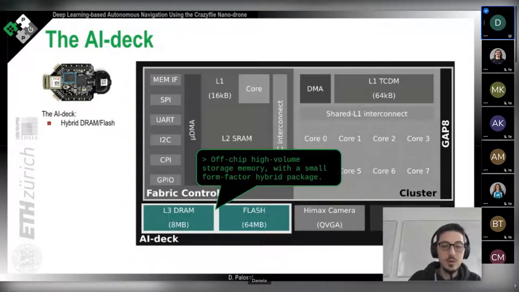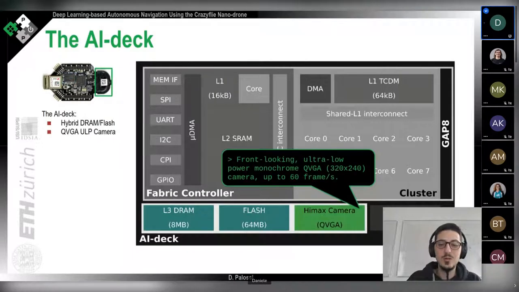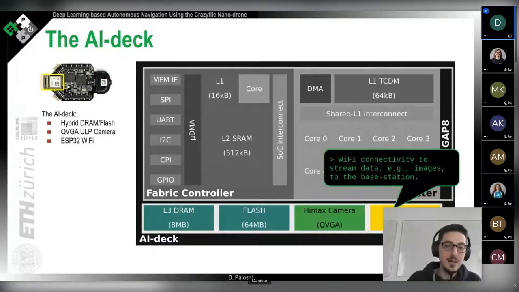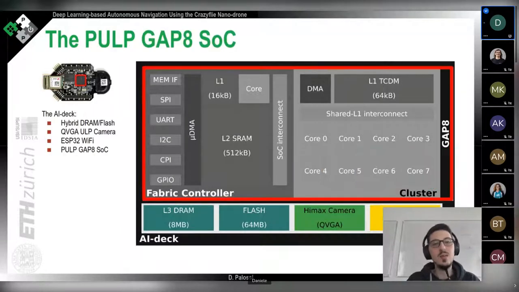So you already can see that the memory capacity is not as big as other embedded devices or big drones. We will return to this point. As I said, we introduced this QVGA 320x240 grayscale camera produced by IMAX and the ESP32 Wi-Fi.